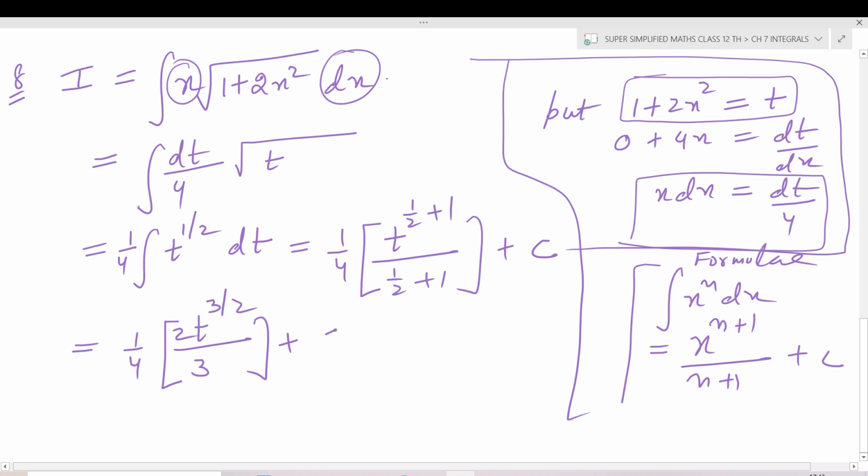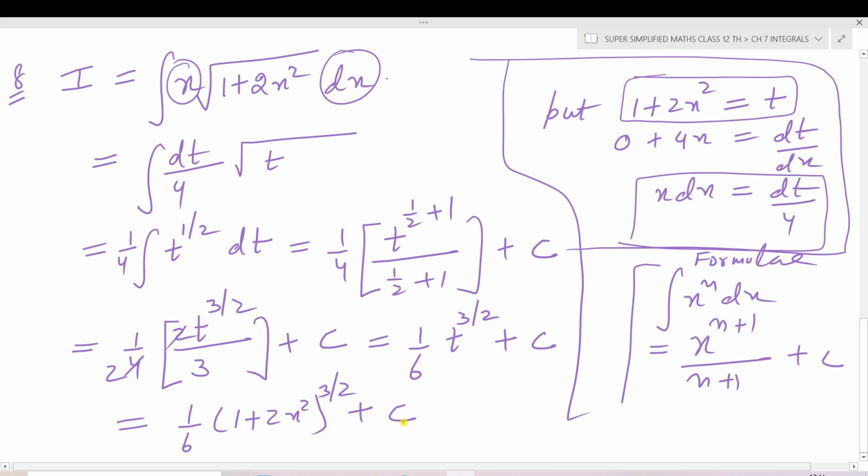So we get this. Now after this we can cancel this 2 by this 4, and we can multiply this 2 and this 3. So we get 1 upon 6 t raised to the power 3 by 2 plus a constant of integration. Now we have to substitute back t by 1 plus 2x square. So we get 1 by 6 (1 plus 2x square) raised to the power 3 by 2 plus a constant of integration. So this is your answer.